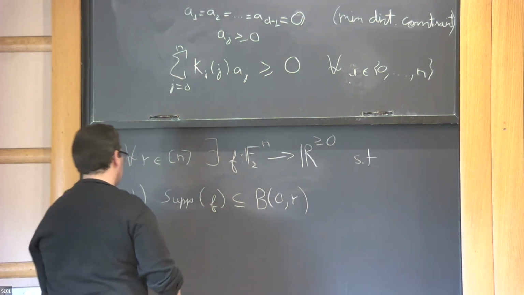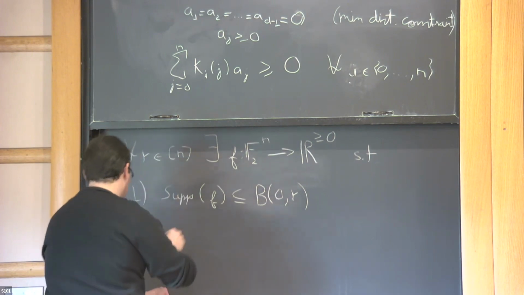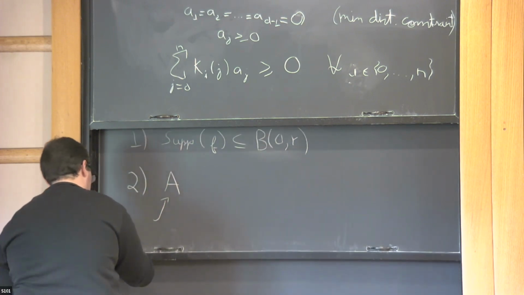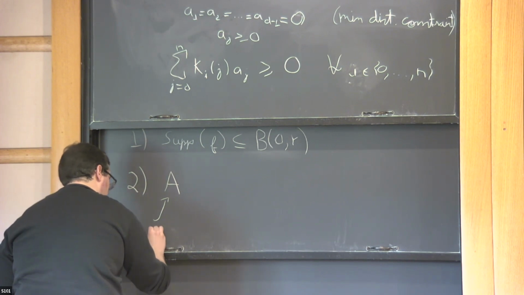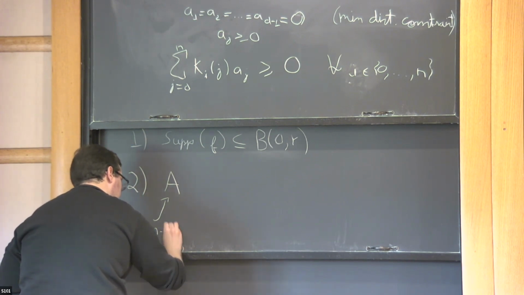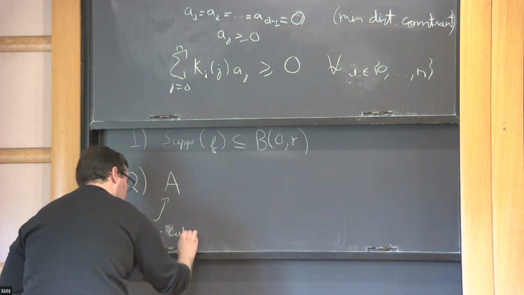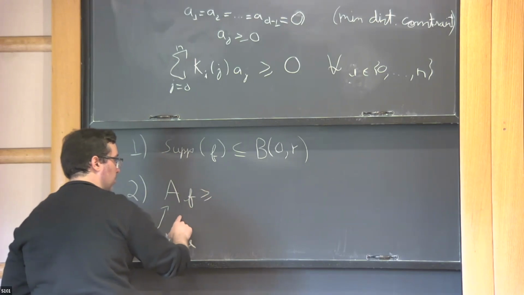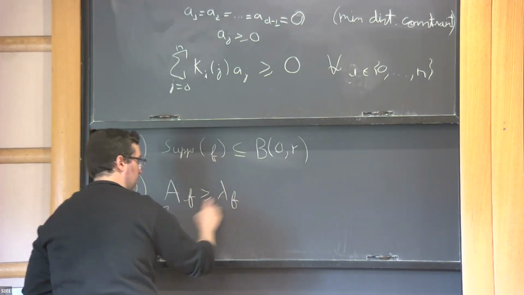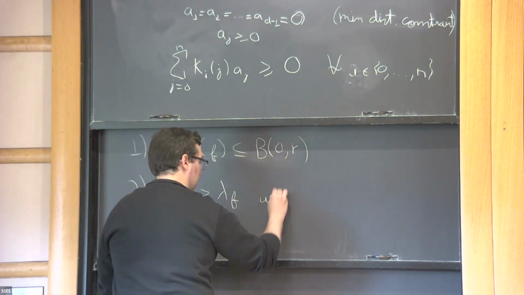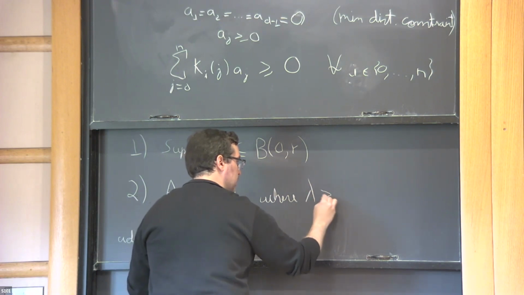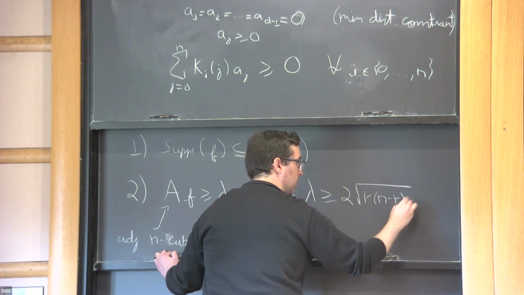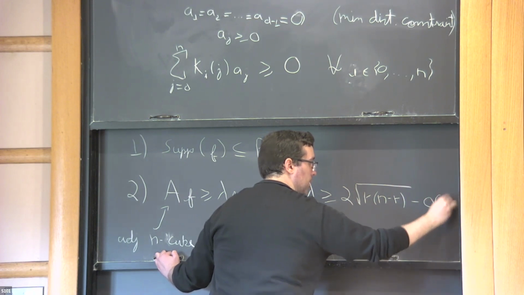Very good. And another thing is that pointwise, when I apply the adjacency matrix to f, this is the usual adjacency matrix of the Boolean cube, not normalized. Then when I apply it to f, you get something that's pointwise greater or equal than lambda times f. That's a pointwise bound. And this lambda is at least 2 to the radius that you decided to have, n minus r, and then minus some little error term.